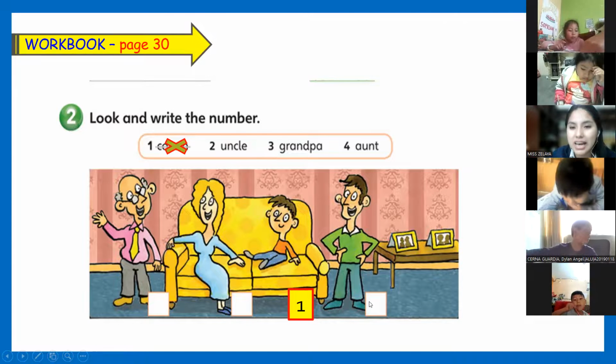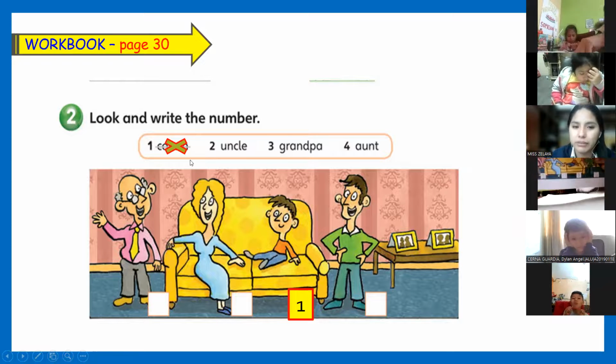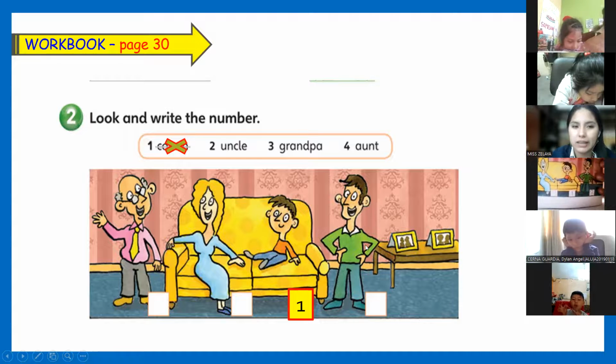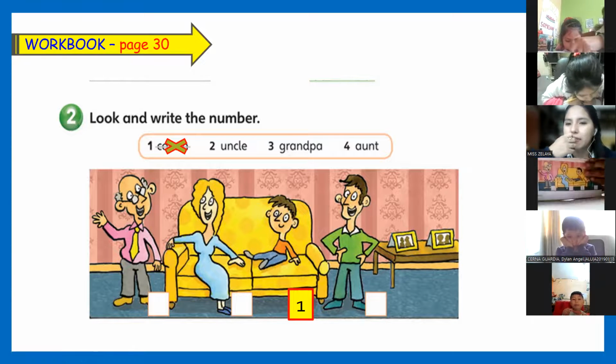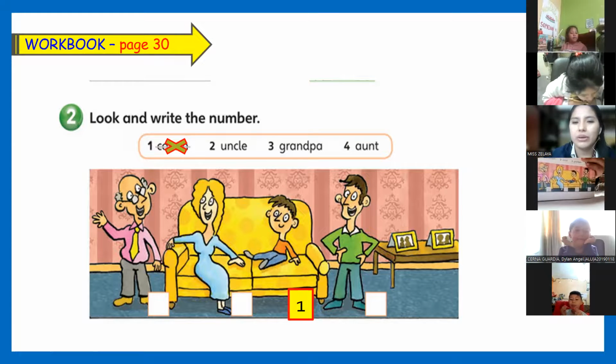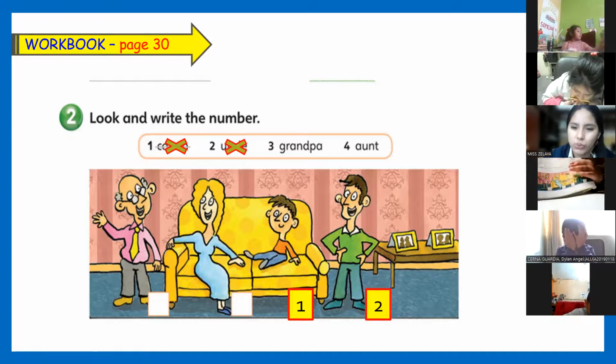Uncle? Who is the uncle? Is this the uncle? Este señor? Is this woman the uncle? Or this man? Who is the uncle? The man with the purple sweater or the man with the green sweater? Who is the uncle? Green. Yes, it is the man with the green sweater. This is the uncle. So right here, the number 2.